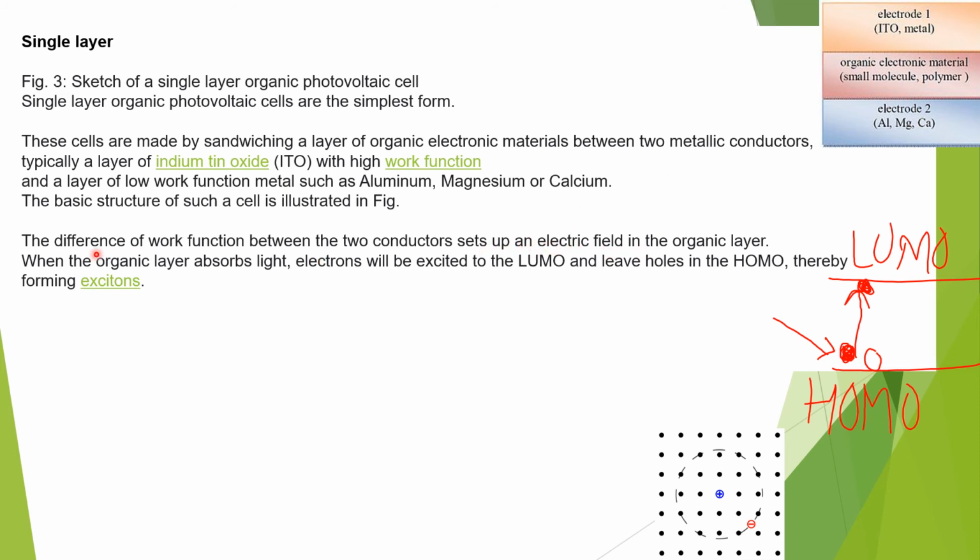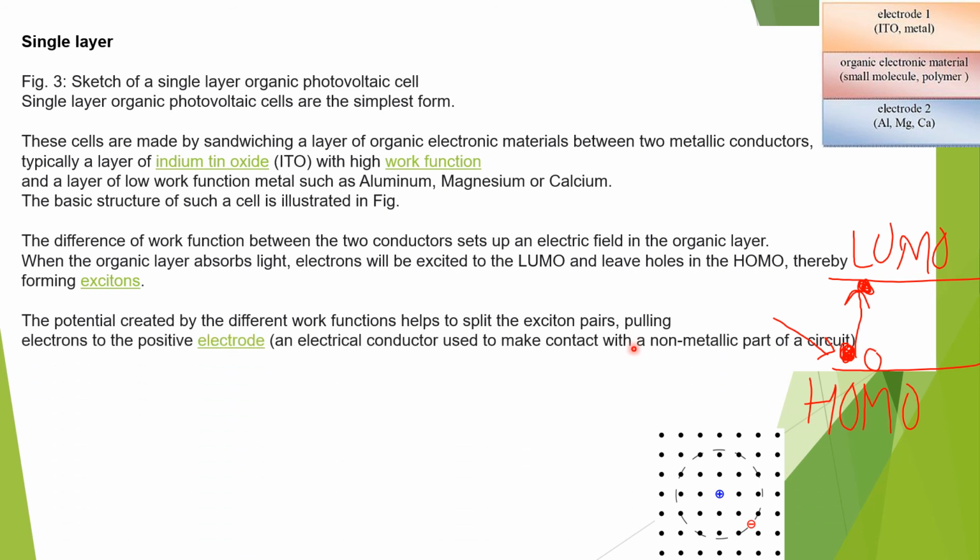When the organic layer absorbs light, an electron will be excited to the lowest unoccupied molecular orbital. That is, upon absorption of light, electrons from the highest occupied molecular orbital will be transferred to the lowest unoccupied molecular orbital, creating a hole there, and this electron-hole pair is called an exciton. There occurs some Coulombic electrostatic attraction between the two. The potential created by the different work functions helps to split the exciton pairs, pulling electrons to the positive electrode and holes to the negative electrode.